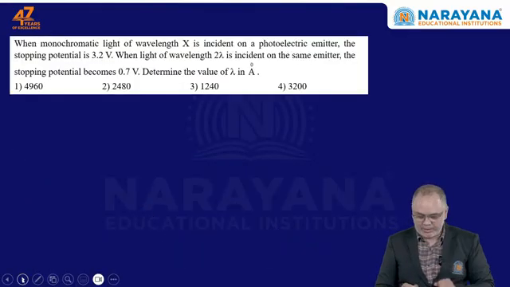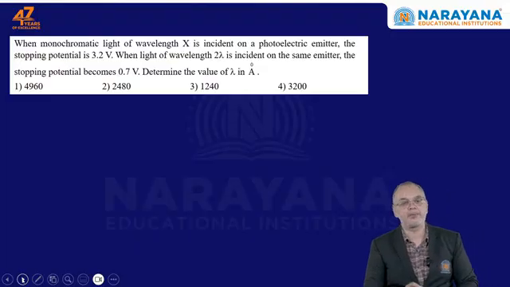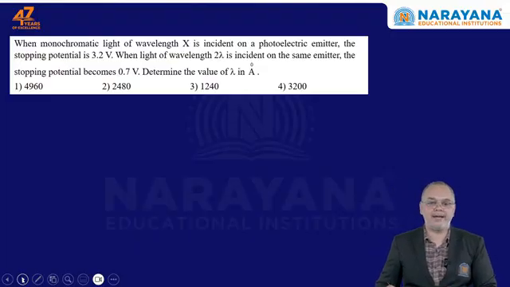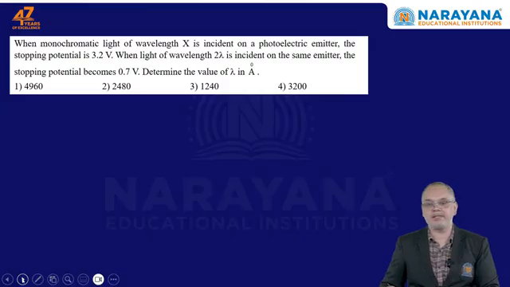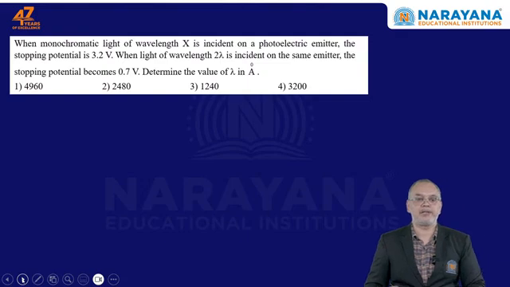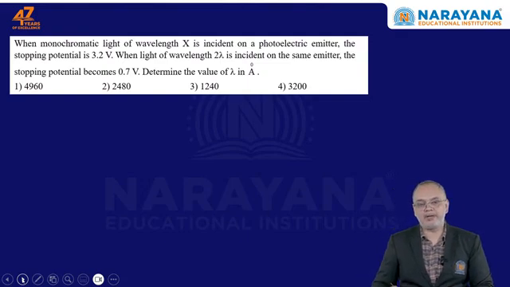The next question is related to the photoelectric effect. When monochromatic light of wavelength lambda is incident on a photoelectric emitter, the stopping potential is 3.2 volt. When light of wavelength 2 lambda is incident on the same emitter, the stopping potential becomes 0.7 volt. Determine the value of lambda in angstrom.